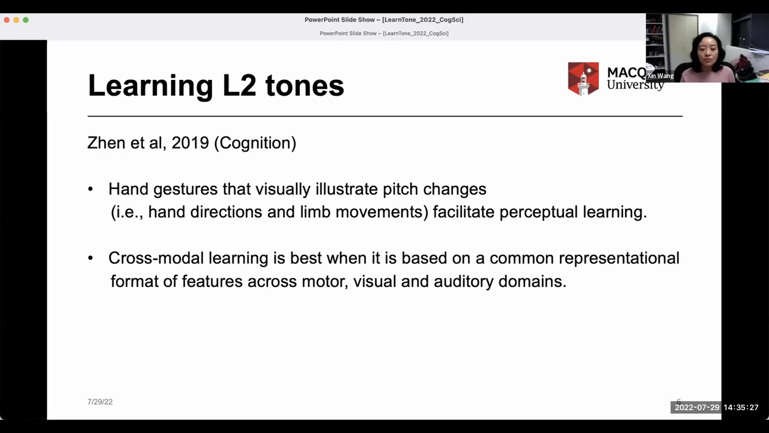I want to introduce you to one particular study which was recently published. What this study shows is that hand gestures that visually illustrate pitch changes can facilitate perceptual learning. What they hypothesized in the study is that cross-modal learning is best when it is based on a common representational format of features across modalities, visual and auditory domains.